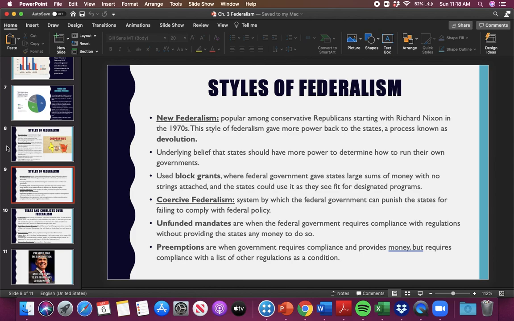And so they switched to a type of money called block grants. With block grants, the federal government just gives the states large sums of money and they don't attach strings to it and say, here, you take this money and you can decide what it should be used for.